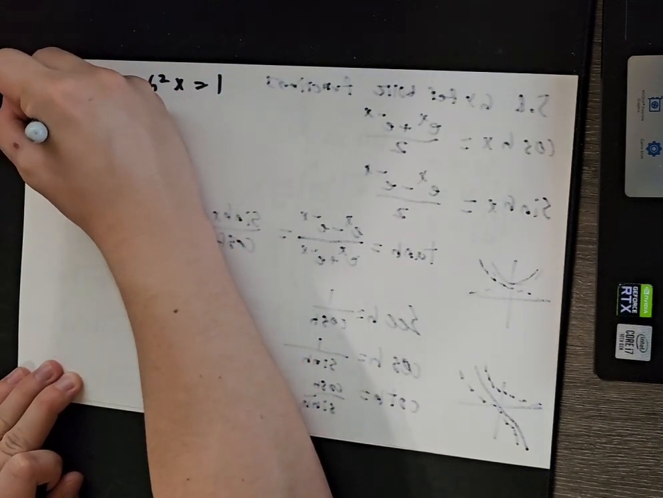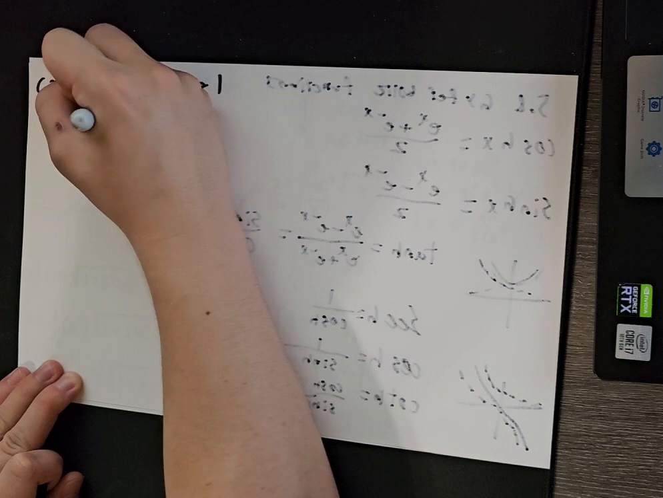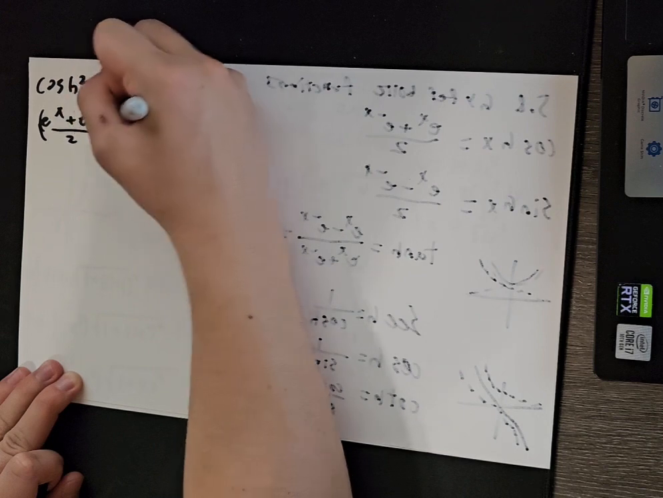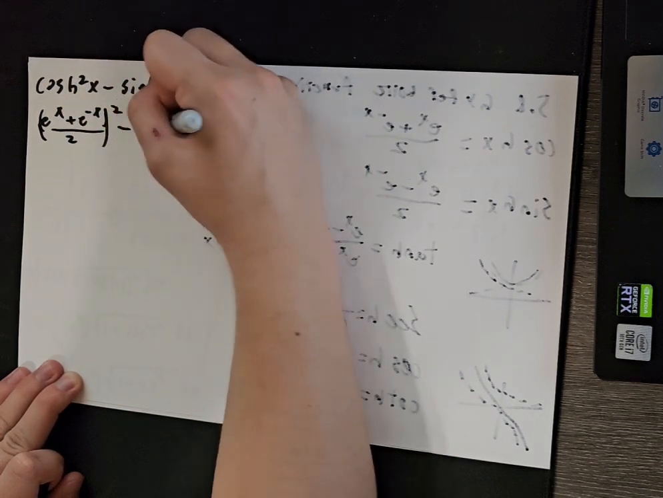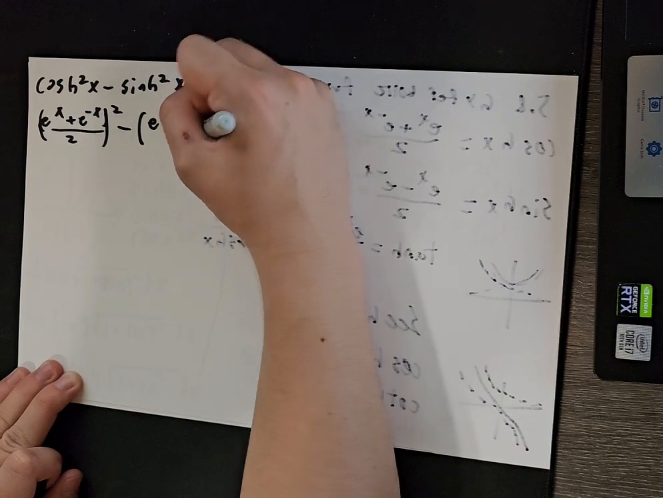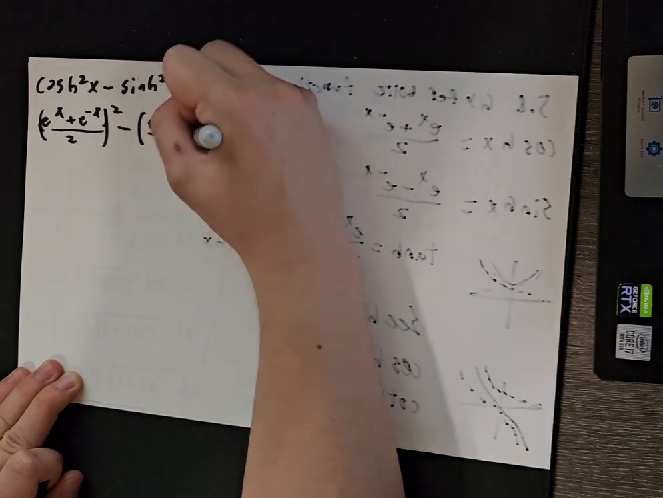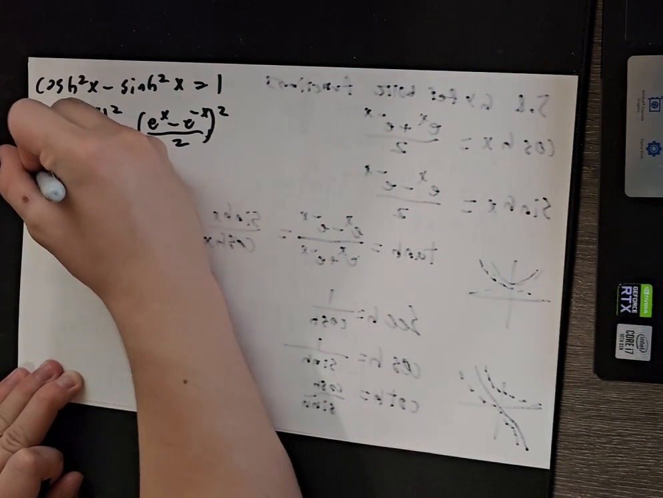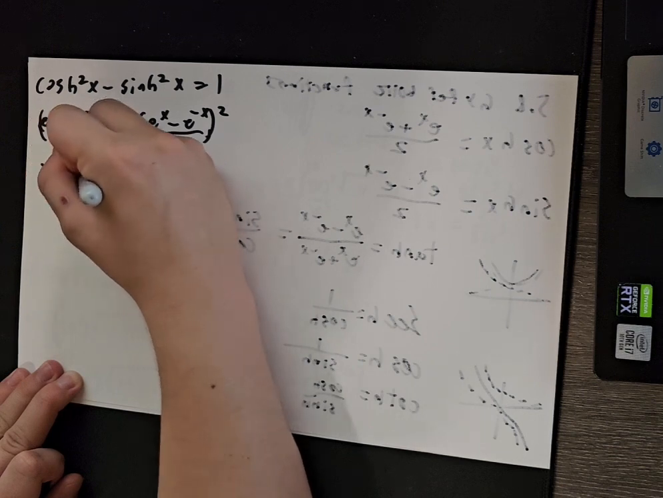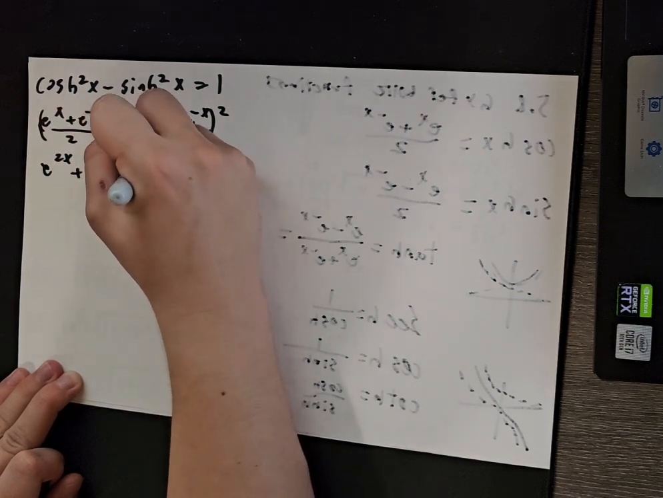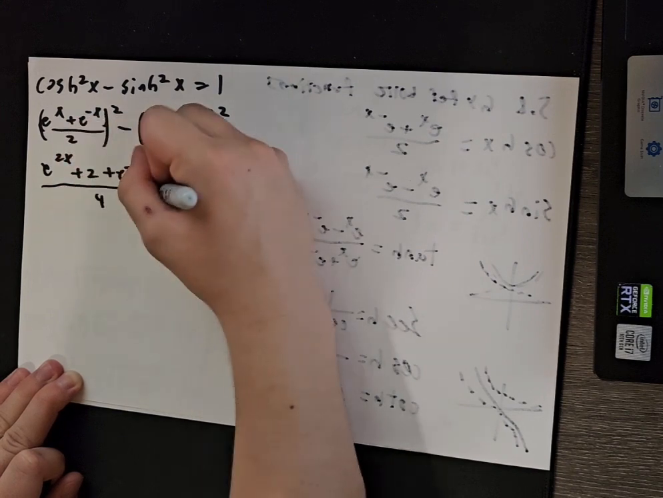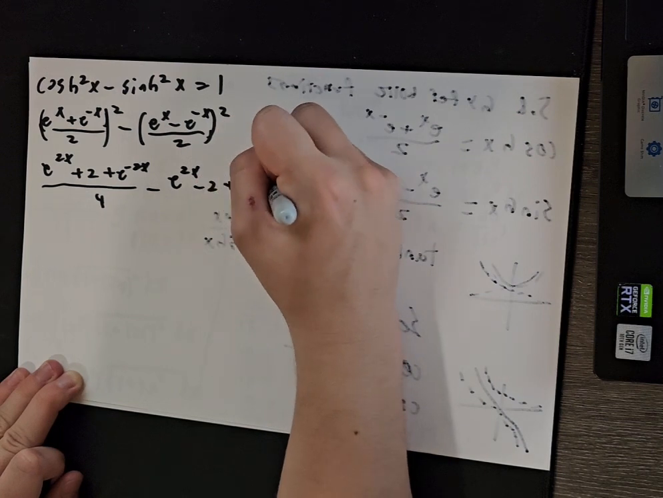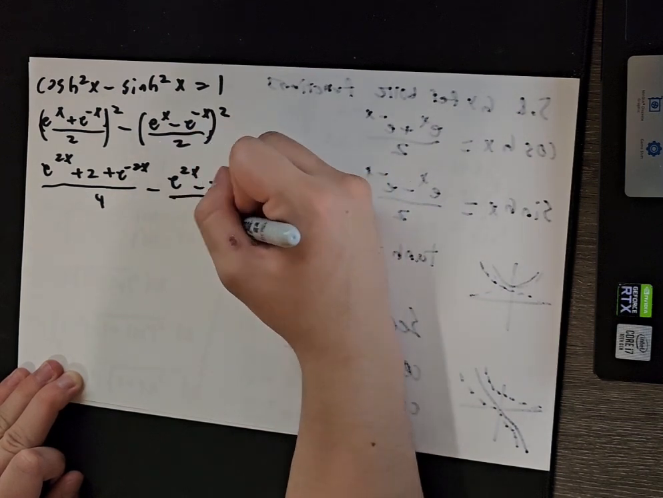So, e to the x plus e to the negative x over 2, squared, minus e to the x minus e to the negative x over 2, squared. This is going to be equal to e to the 2x plus 2 plus e to the negative 2x over 4, minus e to the 2x minus 2 plus e to the negative 2x over 4.